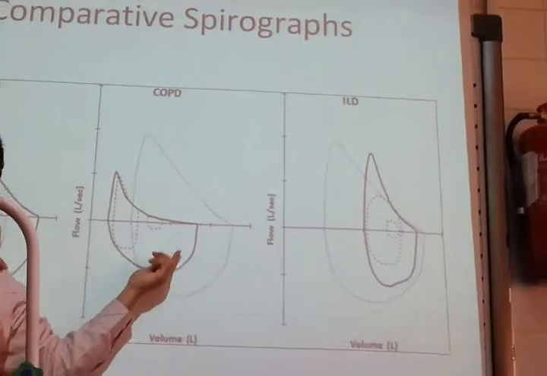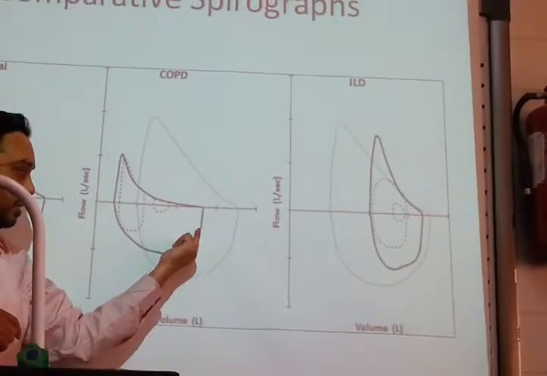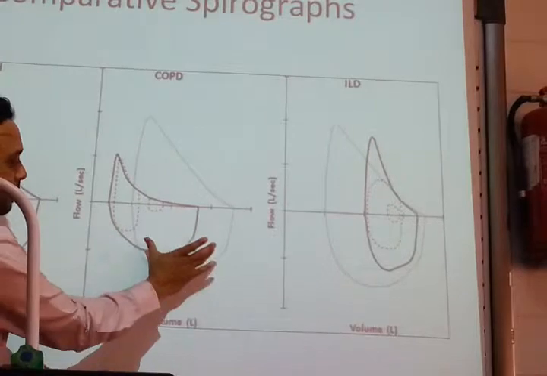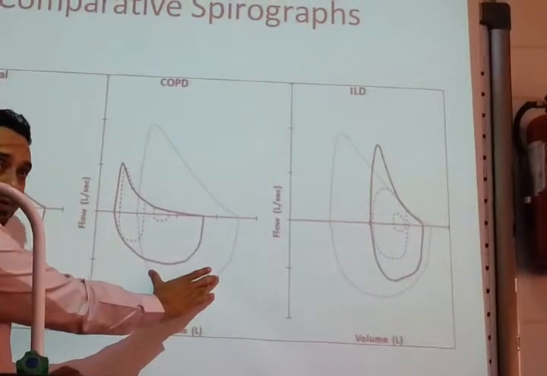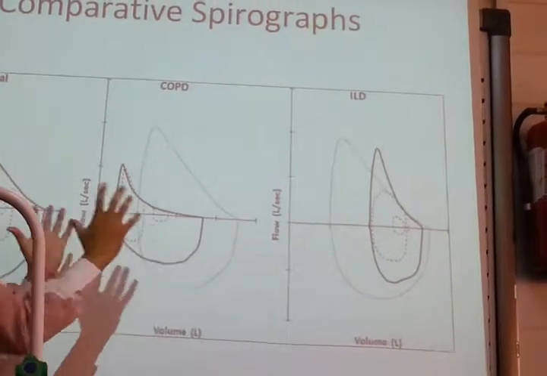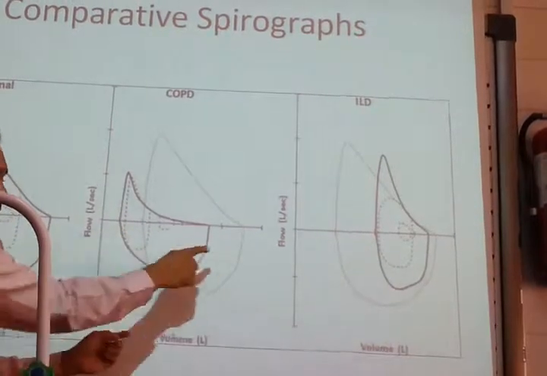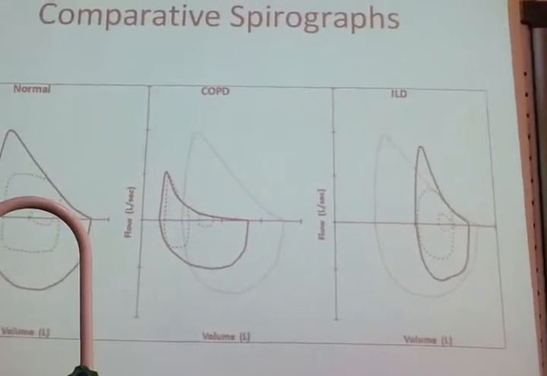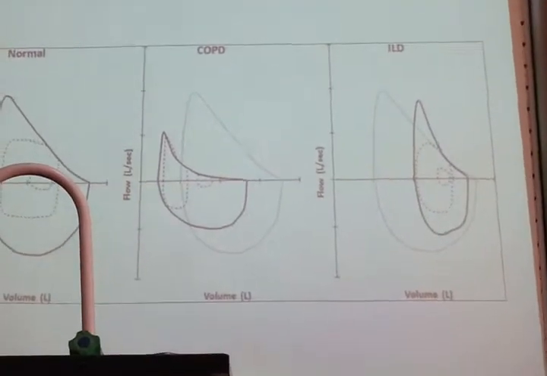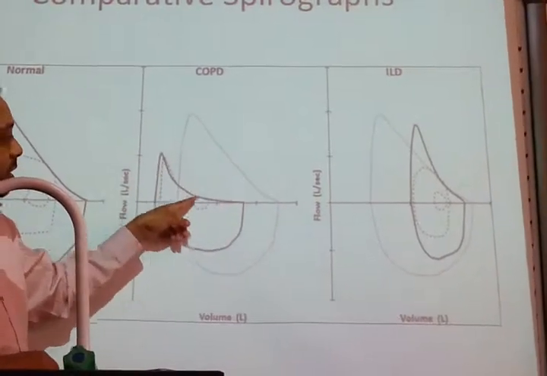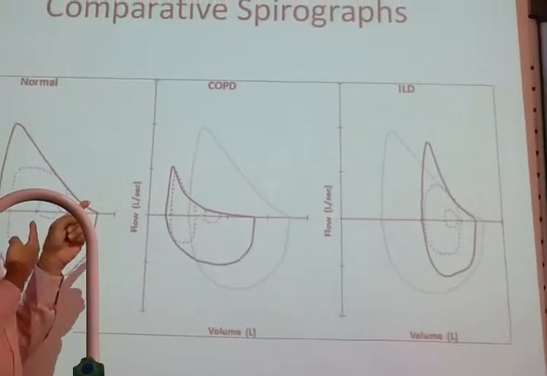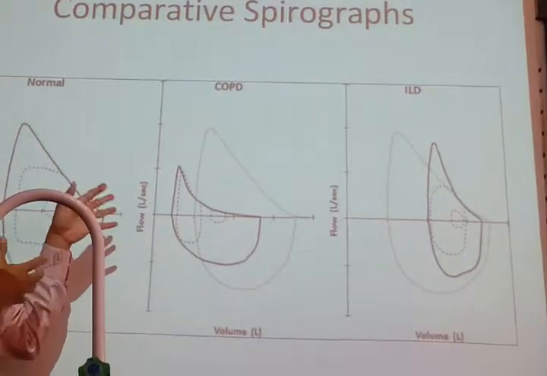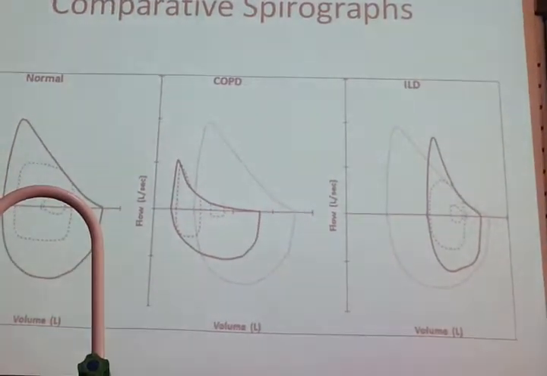In COPD, you can compare the inspiration with the normal inspiration. It's almost the same in appearance, but smaller. The volume is less, but the appearance is not changed. Here, not only is the volume less, but the appearance is also different. What is the difference in appearance?